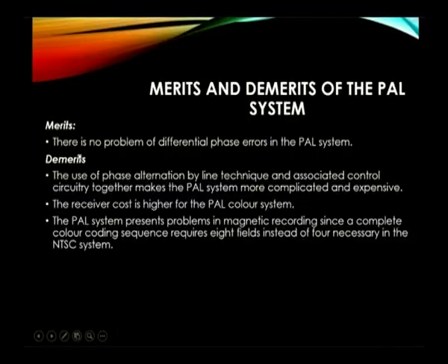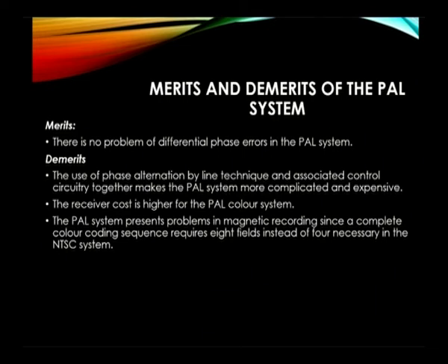Next we move on to the merits and demerits of PAL. In merits, there is no problem of differential phase errors because we use phase alternation by line. That is a technique we use, which is why we do not get any phase errors in the PAL system. The demerits are that the use of the phase alternation by line technique and the associated color circuitry together make the PAL system more complicated, and that is why it is expensive and the receiver cost is higher for the PAL color system.